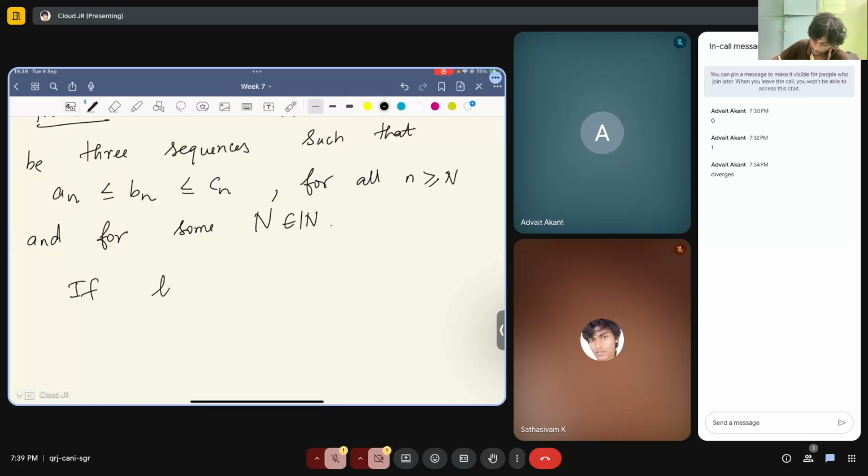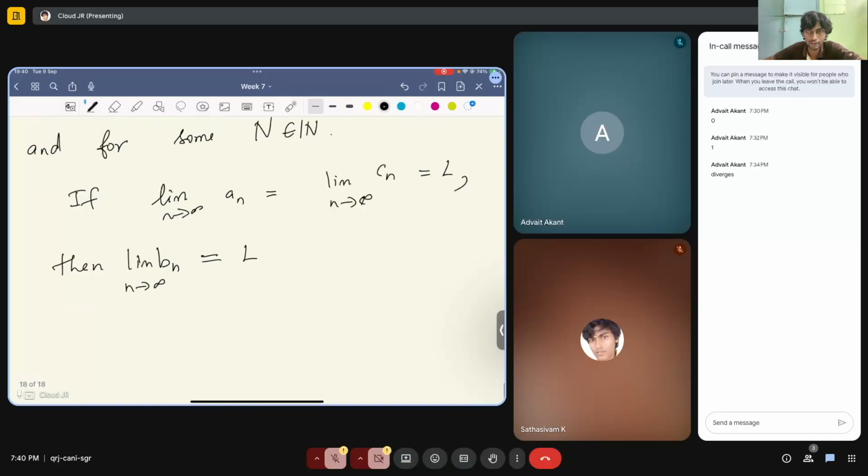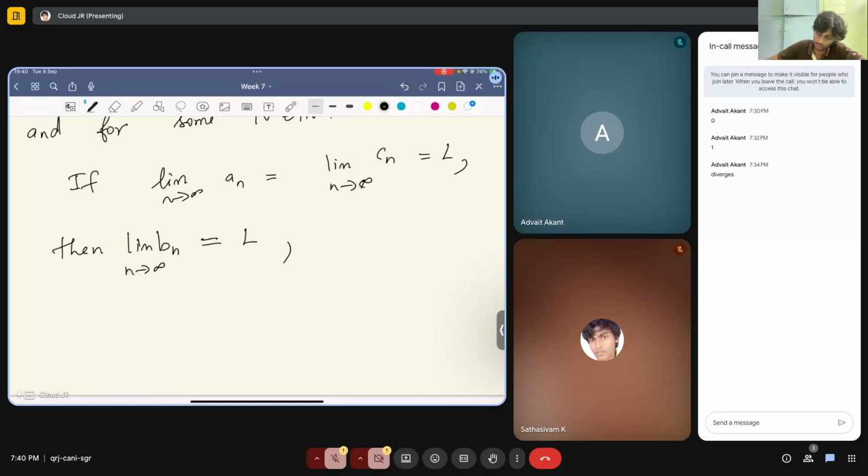So if the limit of a_n as n tends to infinity and the limit of c_n are both L, then the limit of b_n is L. This is one conclusion, but you can also do some kind of limit statement for divergence. So you can say if b_n tends to infinity, then c_n tends to infinity. Also, if c_n tends to minus infinity, then b_n tends to minus infinity.